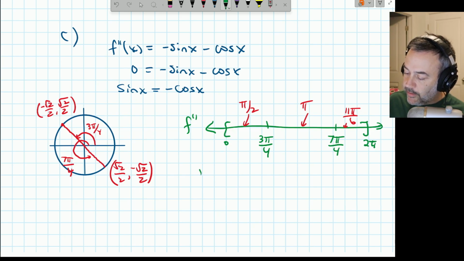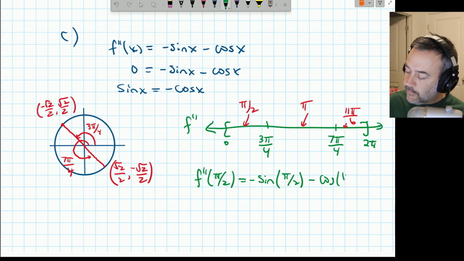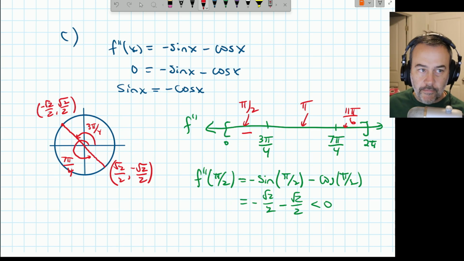Okay, so we've got to plug those into the second derivative. We'll do that in green. F double prime of pi over 2 is negative sine of pi over 2 minus cosine of pi over 2. And that's negative root 2 over 2 minus root 2 over 2, and that is clearly negative. So this is negative there.